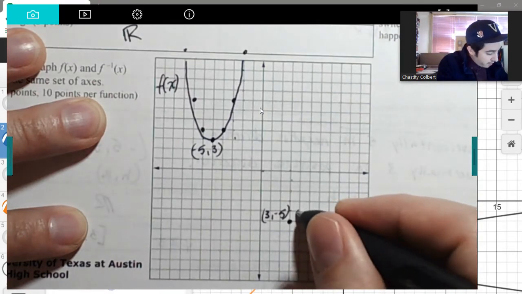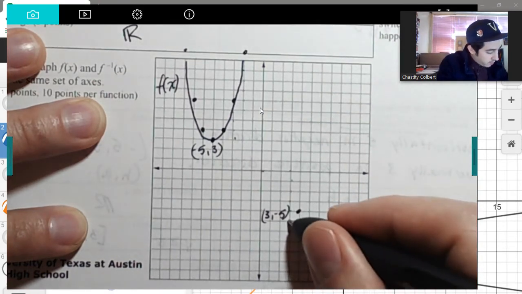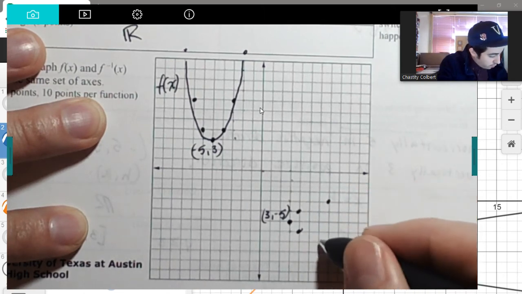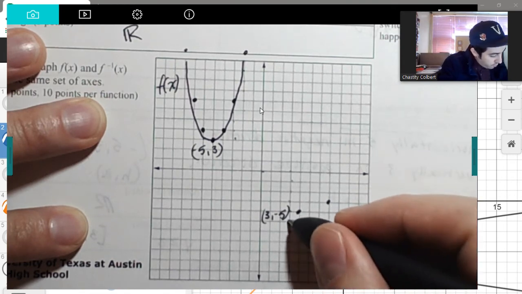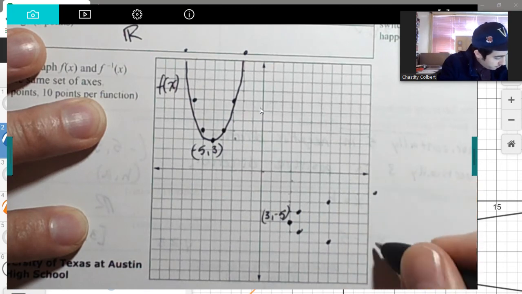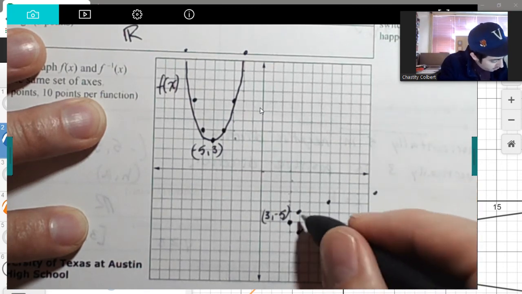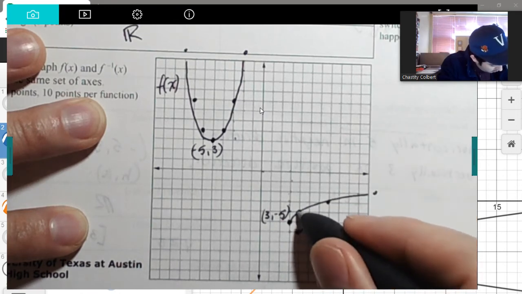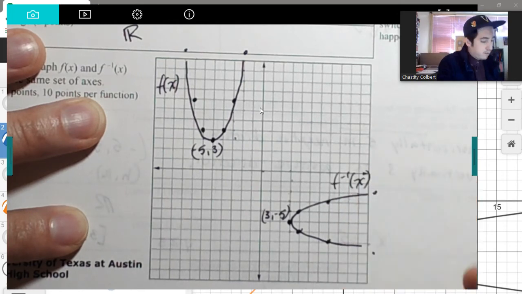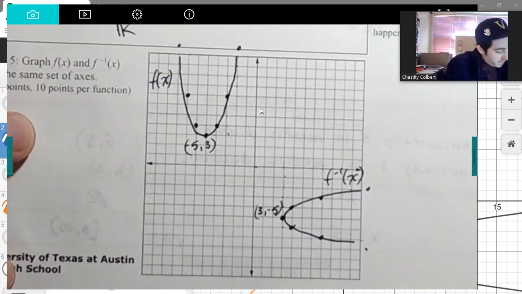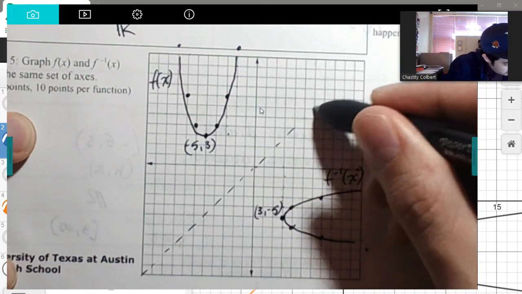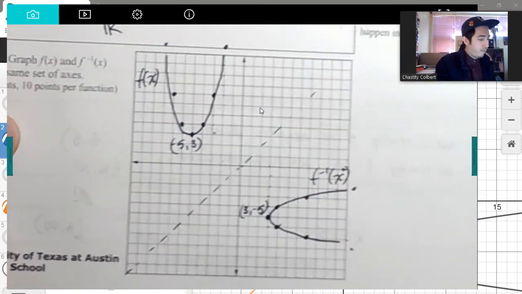So go up 1 over 1 like this, down 1 over 1 like that. From that vertex up 2 over 4, down 2 over 4. Up 3, over 9. This is f inverse of x. So there's the graph, right? Because again, I have to draw this dashed line here. You can see how they're kind of inverse of each other.